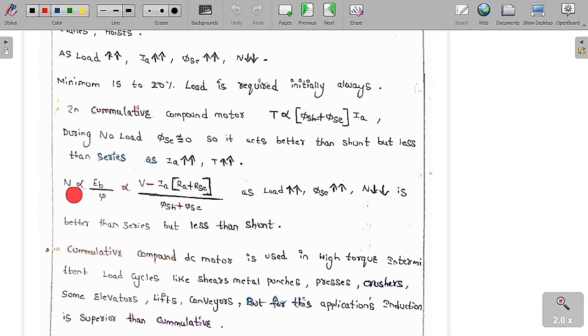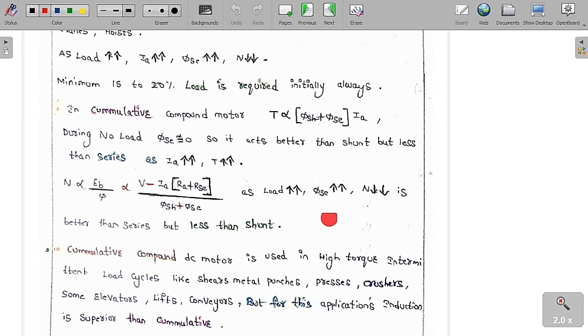I have already told you speed is directly proportional to EB by phi. EB is nothing but V minus IA into (RA plus RSC), and the net flux is phi SH plus phi SC. As load increases, IA increases, so definitely phi SC increases. As phi SC increases, you can see clearly the denominator is higher than the numerator, so speed will decrease. So therefore, it is better than series but lesser than shunt.